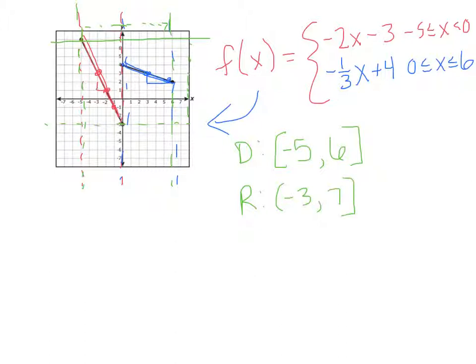And I'm going to use a bracket for the 7 because it's included. So there we have our piecewise function for the graph, as well as the domain and range of the whole function itself, the whole function f of x.